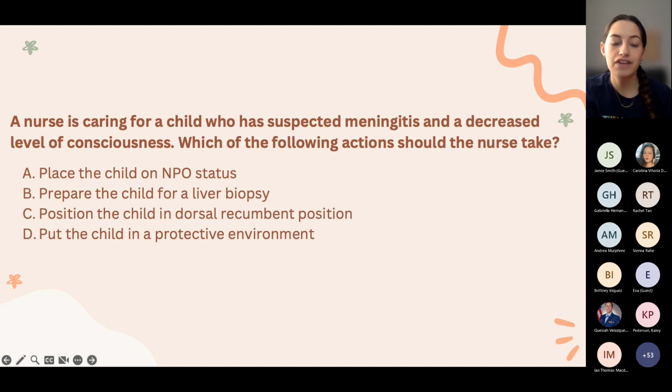All right, a nurse is caring for a child who has suspected meningitis and a decreased level of consciousness. Which of the following actions should the nurse take? Place the child on NPO status, prepare the child for a liver biopsy, position the child in dorsal recumbent position, or put the child in a protective environment.